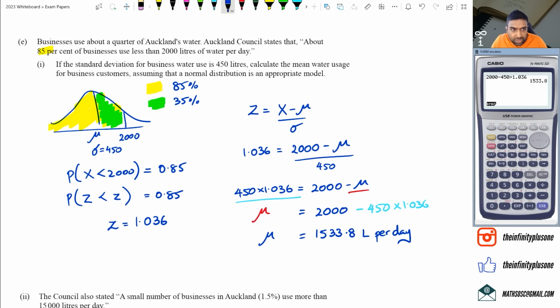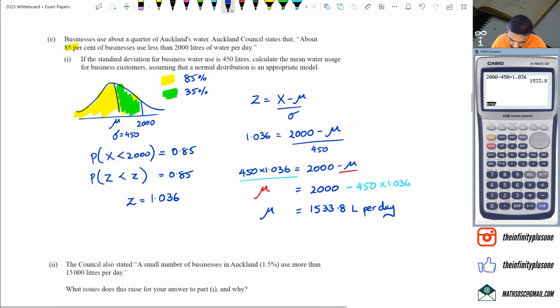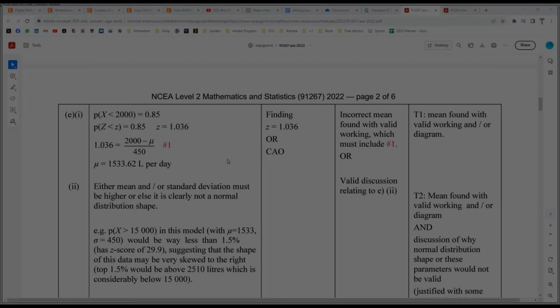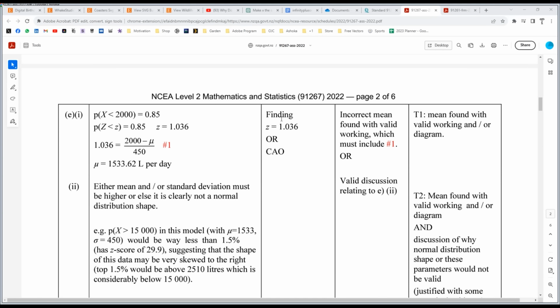Okay, so now this question also seems like one of these weird double questions, where it follows on from the first part of the question. So if we go to the answer schedule, finding Z 1.036, that's going to give you an achieved. Incorrect mean found with valid working and diagram. That's a T1. Okay, wow, that's an excellence. That's a nice excellence there. So T1 is mean found with valid working. T2 is discussion. Okay, so we'll do the discussion next.